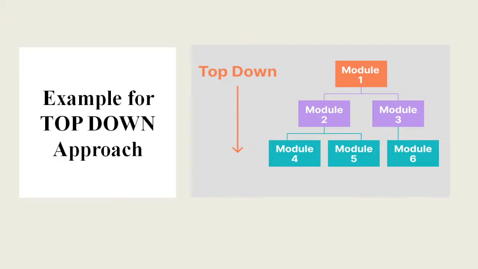After testing module 1, they can test module 2. After testing module 2, they can test module 4 and module 5. So in this way of testing, we first test the higher level combination of the modules, and after that the lower level combination of the modules. This is considered the top-down approach.